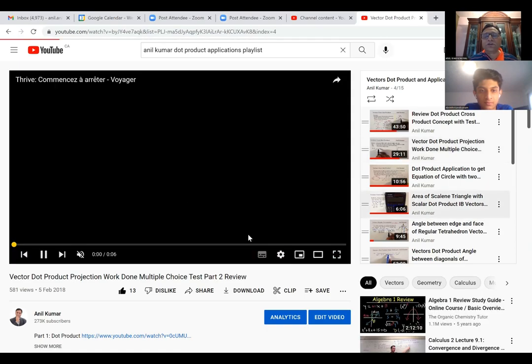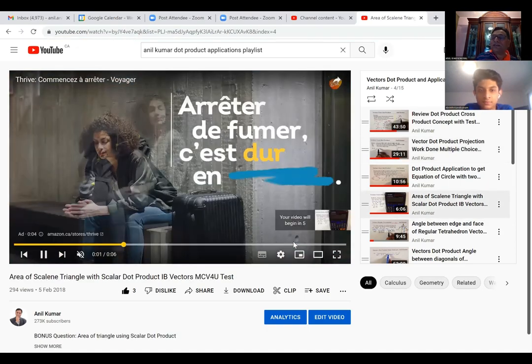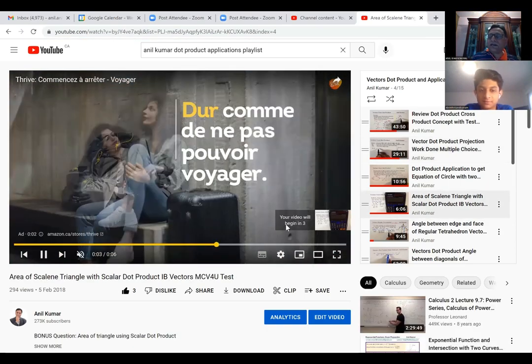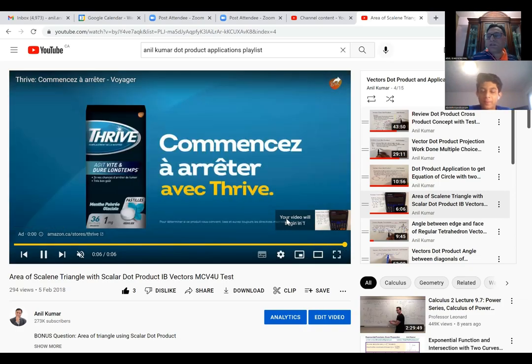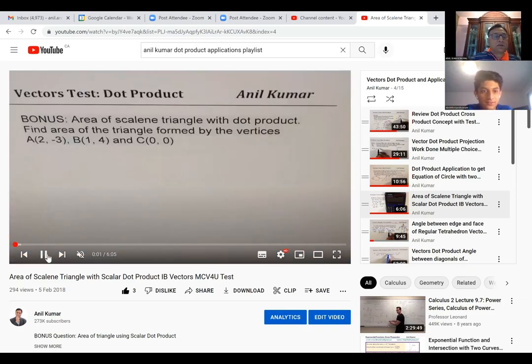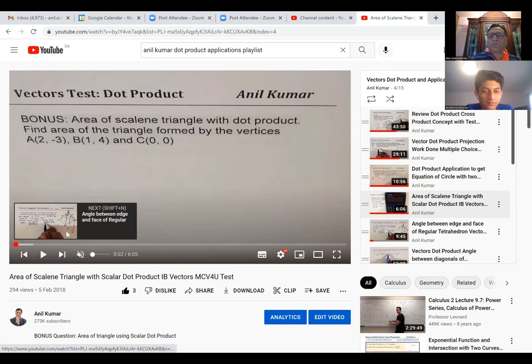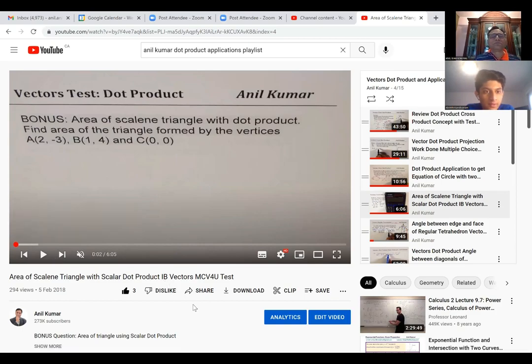And then I also introduce you to that dot product has applications in finding area and volume, right? So if you have solids, you can find area and volume using dot product. Can you please read this question? Yes, sir. Area of a scalene triangle with dot product. Find area of the triangle formed by the vertices A(2, -3), B(1, 4), and C(0, 0).